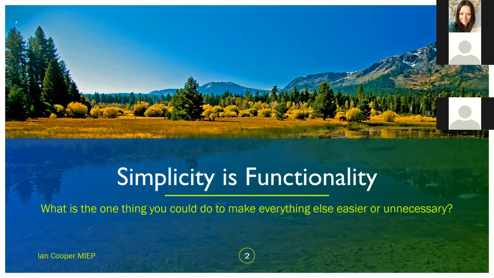So I'm just going to repeat it again. What's the one thing you can do to make everything easier or unnecessary? That's something that you really need to hold at the forefront of your mind when you're managing teams, be it remotely or on site.